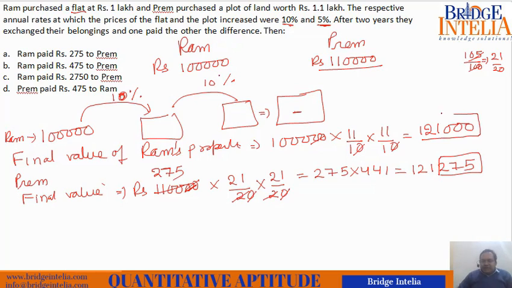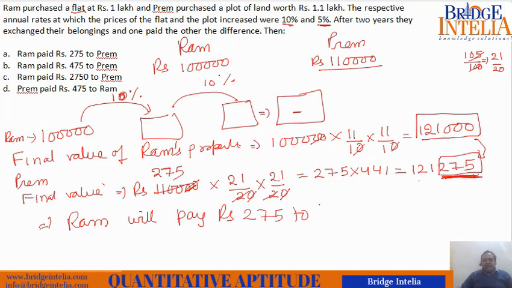Now his property is worth 1,21,000. His property is 275 rupees more than Ram's property. So Ram has to pay rupees 275 more to Prem. Prem's property is costlier by rupees 275. So from here it is clear that Ram will pay this extra amount. Ram will pay rupees 275 to Prem to compensate for the difference.